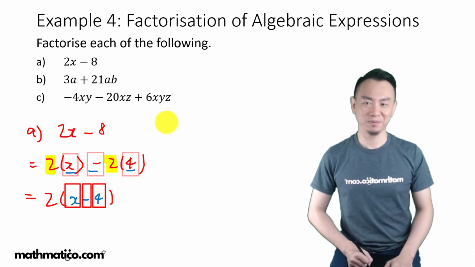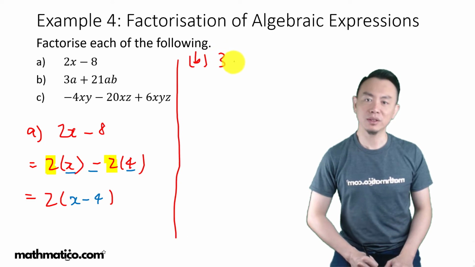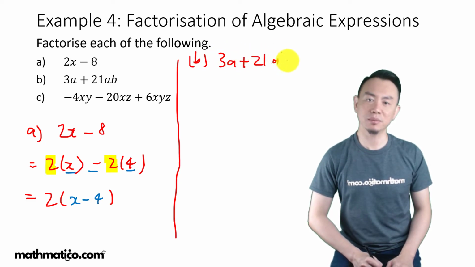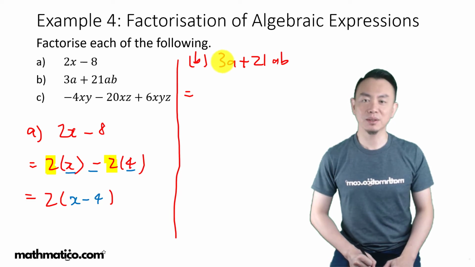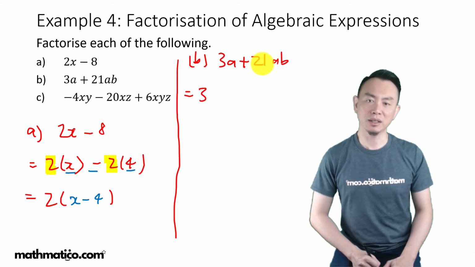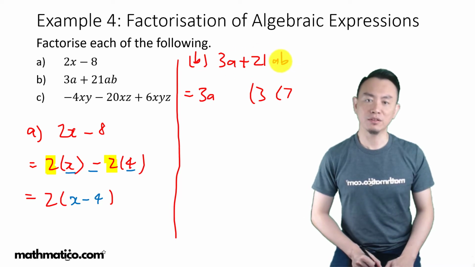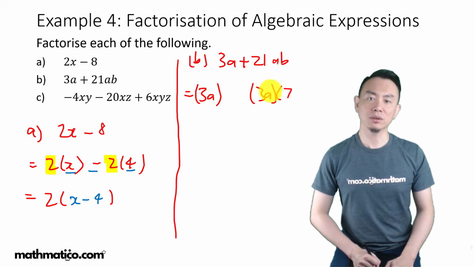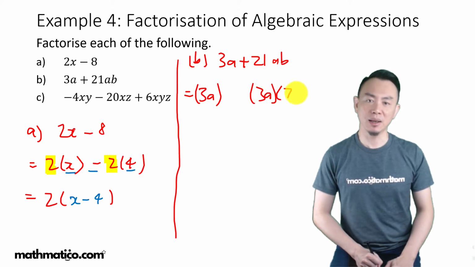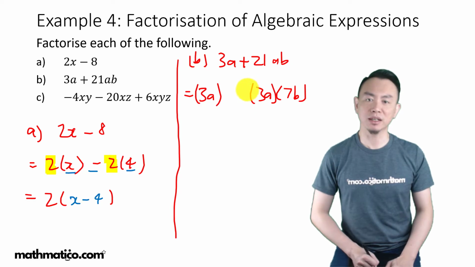Yep, that's part A. Part B, 3a plus 21ab. First we look at the numbers. You have a 3 here, and then you have a 21 here. You see that 21 is actually 3 times 7, so we split it out in that way. You have a here and you have a here, so you know that a is going to be a common factor as well, taken out of the bracket. So 21ab is split into 3a times 7b. b is not a common factor.